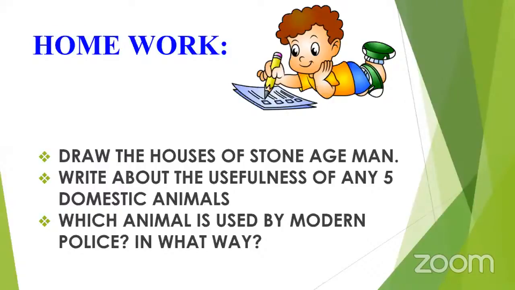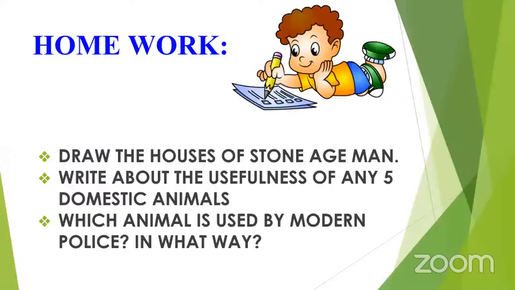Can anyone tell me which are the domestic animals? Dog, yes, cat, yes, cow, very good, and goat, horse, yes, fantastic. You have to write down the usefulness. You can add camel, sheep, which you can domesticate and use for yourself. How you can use them for yourself is called usefulness. You have to write about it.